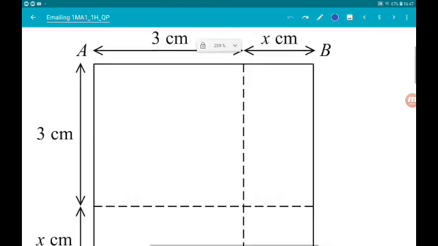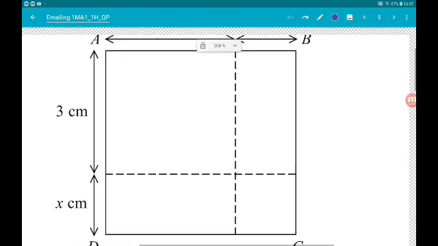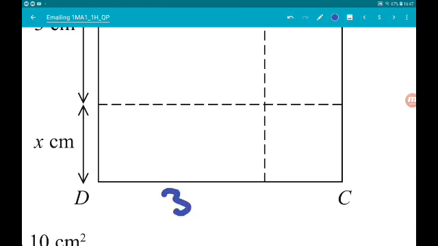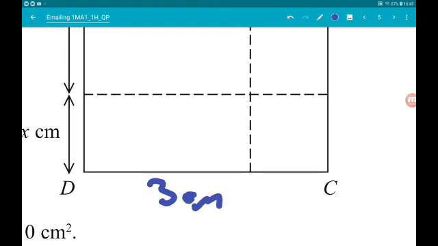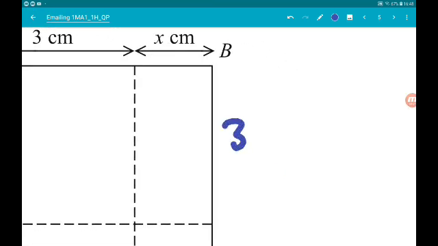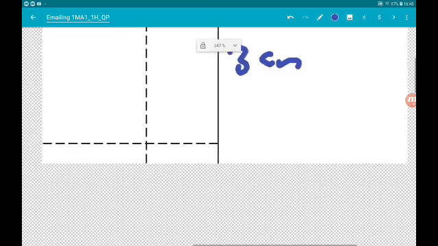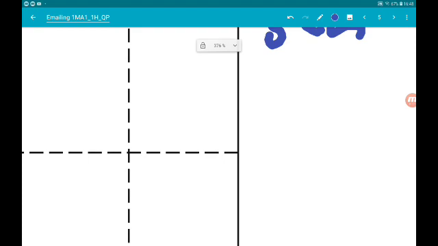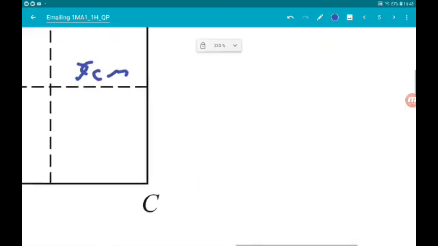So the square is made up of this 3x3 square. 2 rectangles are going to be the same. So the length of this rectangle is 3 because it's directly below there, so 3 centimeters. Same with this rectangle over here. The height of this guy is 3. And then we got this little square down here, which has sides of x.